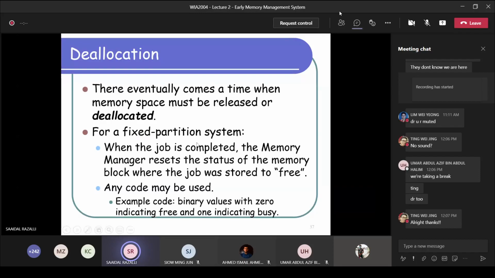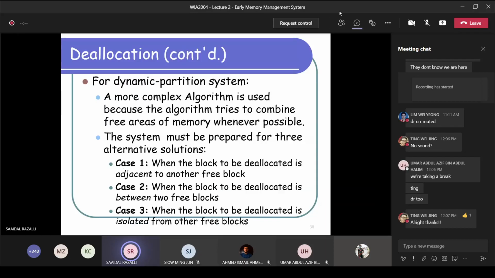For a fixed partition system, when the job is completed, the memory manager resets the status of the memory blocks where the job was stored to free. Any code may be used, for example binary values with 0 indicating free and 1 indicating busy. For dynamic partitions, a more complex algorithm is used because the algorithm tries to combine free areas of memory whenever possible. So this is dynamic partition de-allocation.